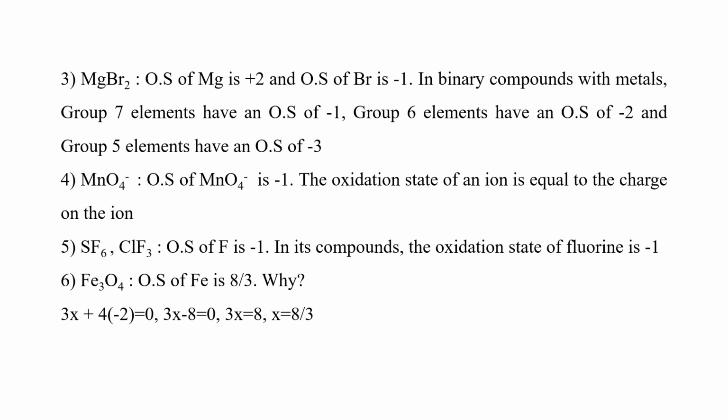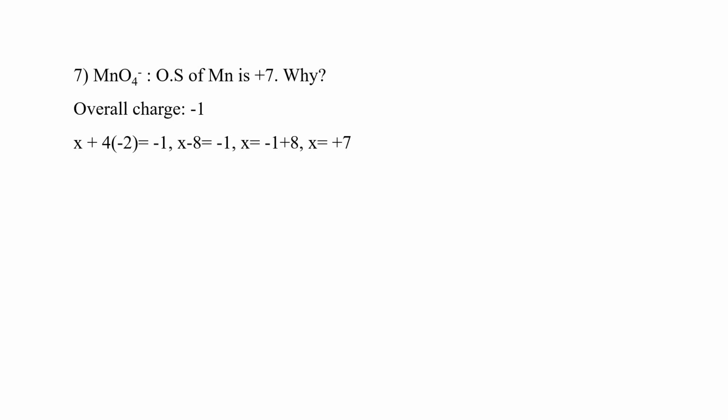So that's going to be 3x plus 4 times -2 is equal to 0. 0 being the overall charge of the magnetite. Remember, the magnetite is a neutral molecule, and the oxidation state of a neutral molecule is 0. So that's going to be 3x minus 8 is equal to 0, right? Trying to get x here. So x becomes 8/3. So the oxidation state of iron in this case is +8/3.